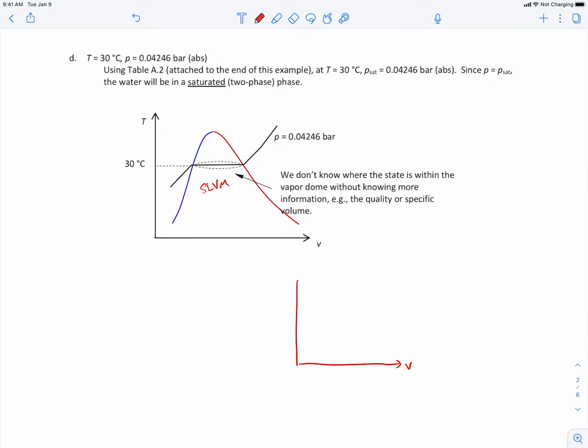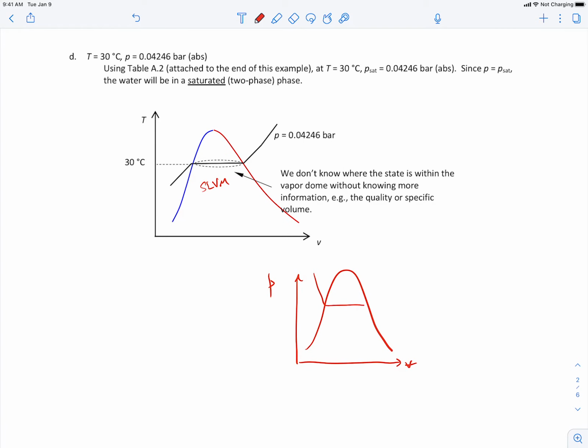And again, if you wanted to see what that looked like on a PV plot, let's sketch that out quickly here. Specific volume, pressure. Here's our vapor dome. Our isotherm would look like this. This is the isotherm at a temperature of 30 degrees C, and the corresponding saturation pressure for that would be 0.04246 bar. And then again, we're somewhere in here in the saturated liquid vapor mixture phase.